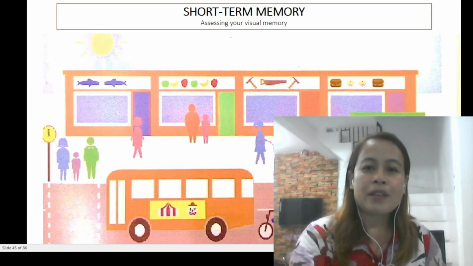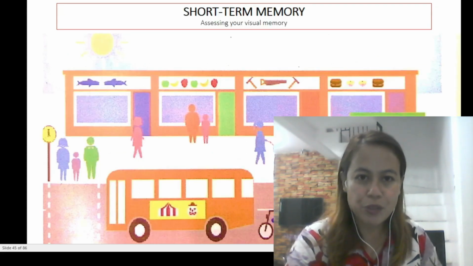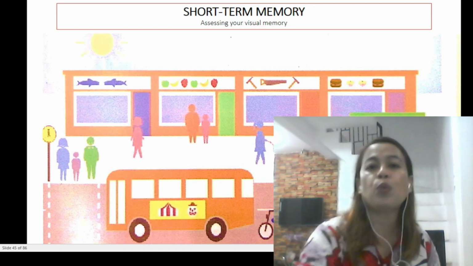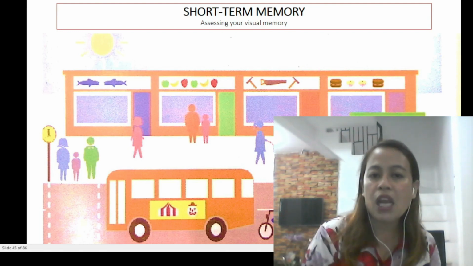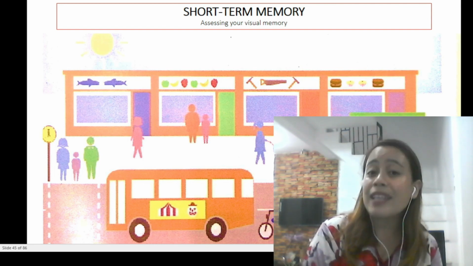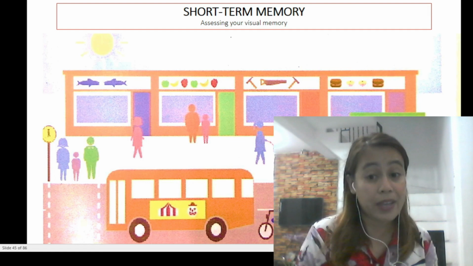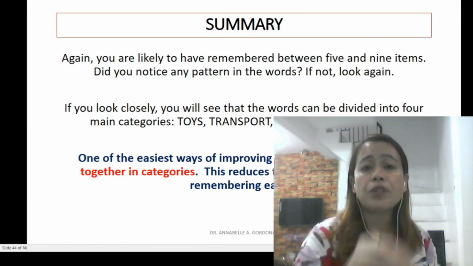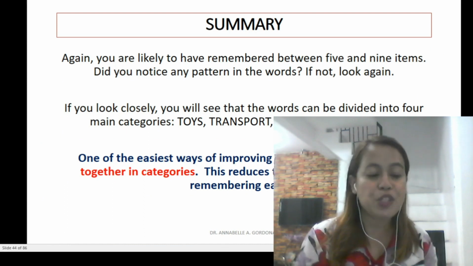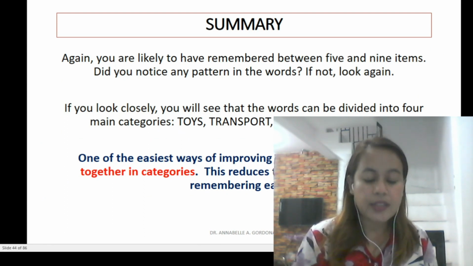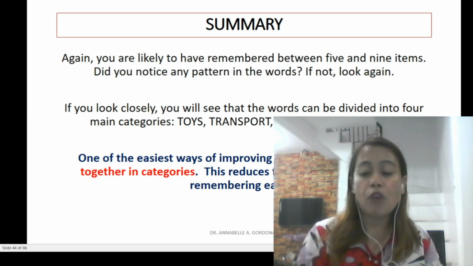Okay? So I have here another activity for you to do. Do not take a picture, do not write, just memorize what you see in the picture. I'm going to count 1 to 15. Ready? 1, 2, 3, 4, 5, 6, 7, 8, 9, 10, 11, 12, 13, 14, 15. Okay, stop. So I want you to write all the things that you see in the picture in a count of 1 to 15.